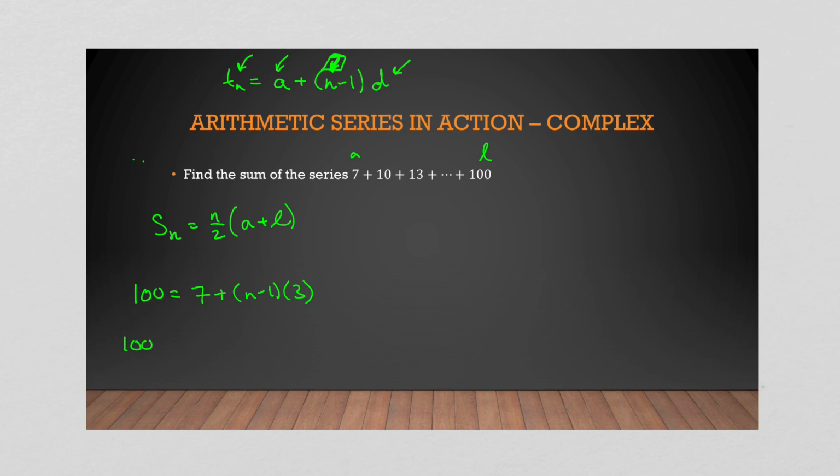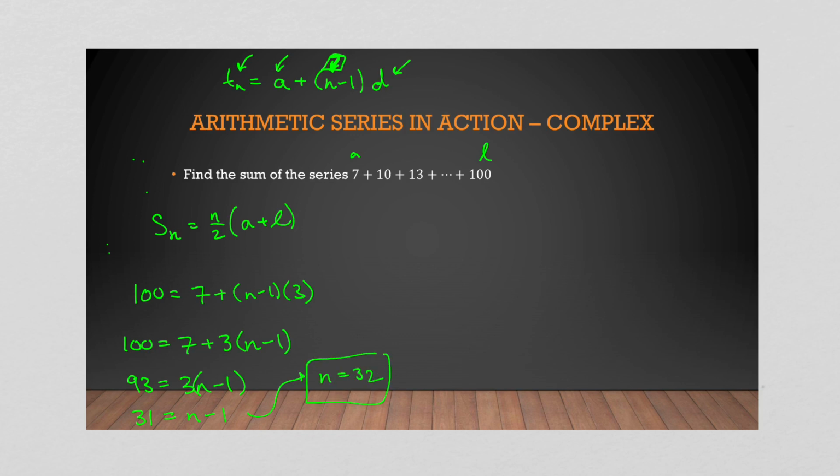So the nth term, 100, is equal to the first term plus n minus 1 times my difference of 3. So I get 100 equals 7 plus 3 times n minus 1. Subtract 7 from both sides, and I am left with 93 equals 3 times n minus 1. Divide both sides by 3, and we get 31 equals n minus 1. And then add 1 to both sides, and n equals 32.